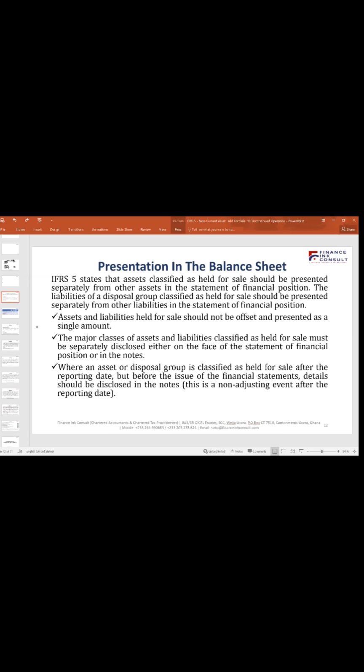Where an asset or disposal group is classified as held for sale after the reporting date, but before the issue of the financial statements, details should be disclosed in the note. This is a non-adjusting event. So we are also looking at another standard. So you are seeing standards in standards.